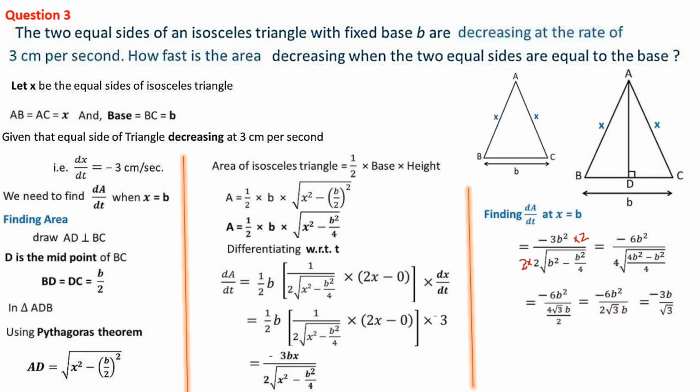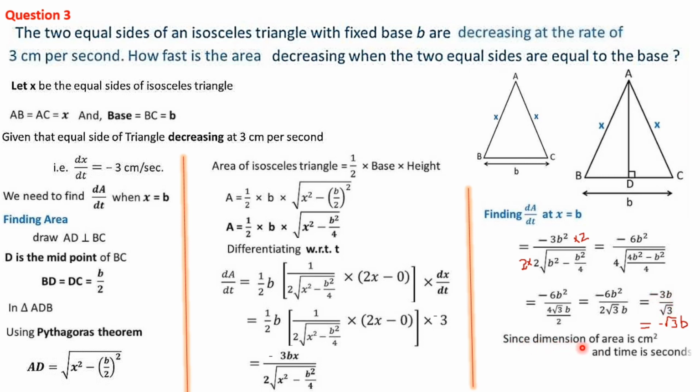Here again we can do a little more calculation. The denominator is an irrational number. When we cancel it, we will get minus root 3b. The denominator root 3 cancelled, because 3 we can write as root 3 into root 3, so one root 3 and the denominator root 3 cancel. So minus root 3b will be coming.